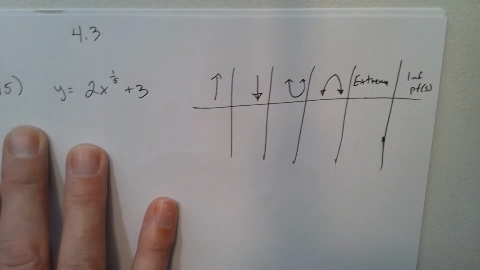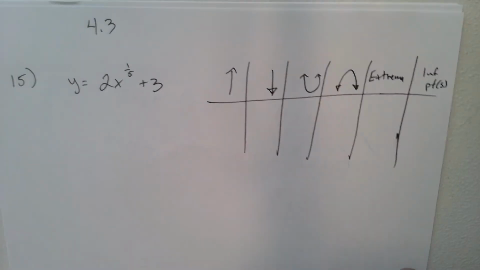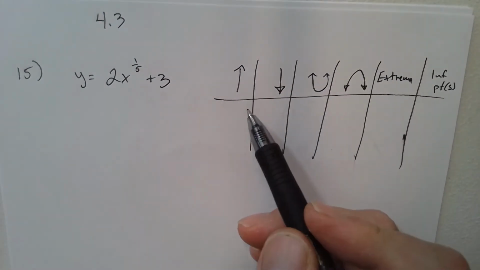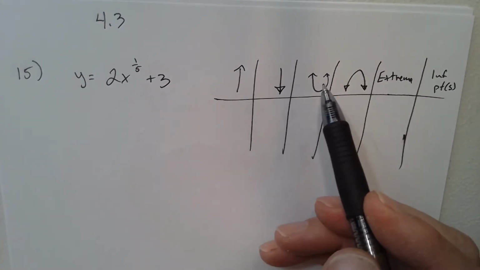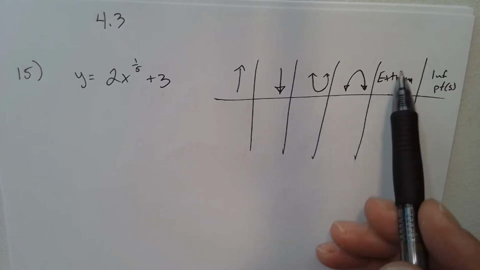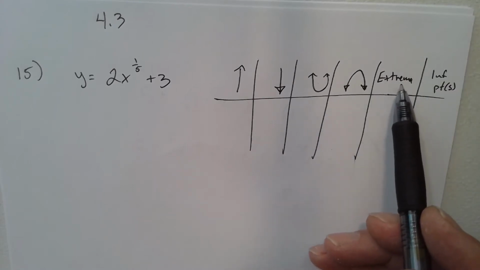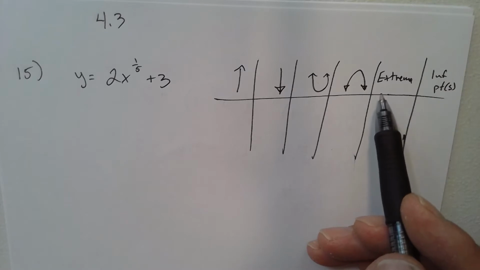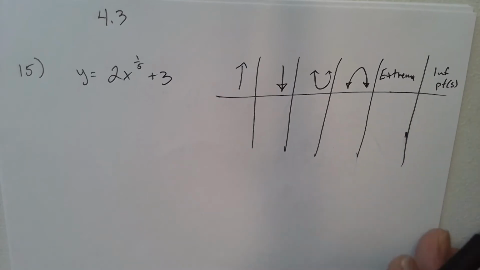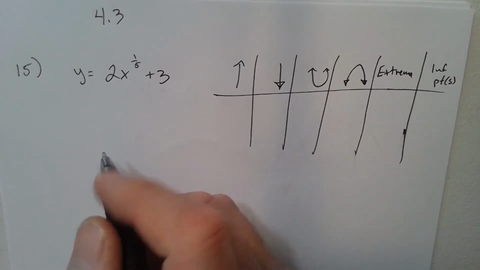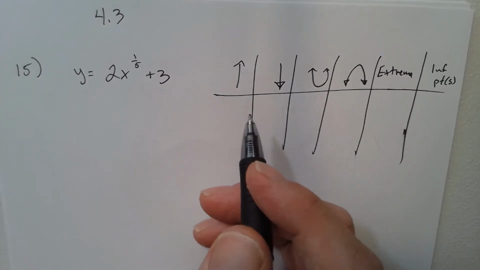4.3, number 15. Gotta find where it's increasing, decreasing, concave up, concave down, any extrema, which is mins and maxes, and if there's any inflection points. So that's a lot to ask.